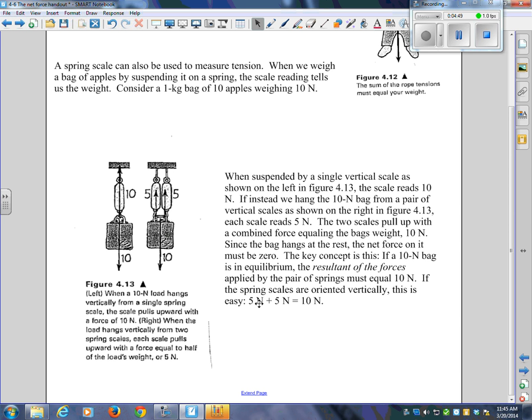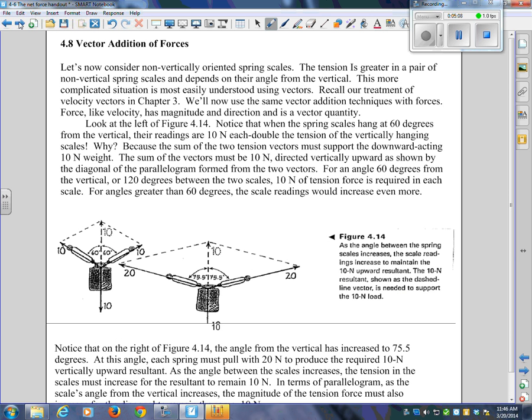If the spring scales are oriented vertically, this is easy, 5 newtons each, right? So 1 scale, we got 10 newtons. 2 scales, if we've got 10 newtons of weight, we've got 5 and 5. But that's only if they're vertical. What happens if you put them sideways? Well, what will happen to the tension? It will become higher. Let's consider now non-vertically oriented spring scales.